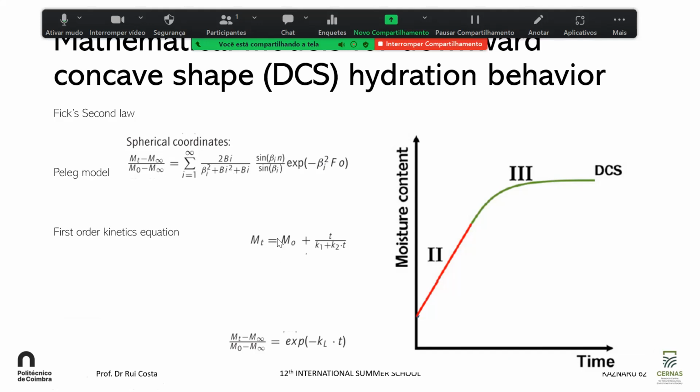And this is not a line. So the Peleg model is here, and the first order kinetics equation is here. If you look at this equation and that one, they are quite similar. The first order kinetics doesn't have the sum and these terms, but this part is very similar, because here the F also contains the time.